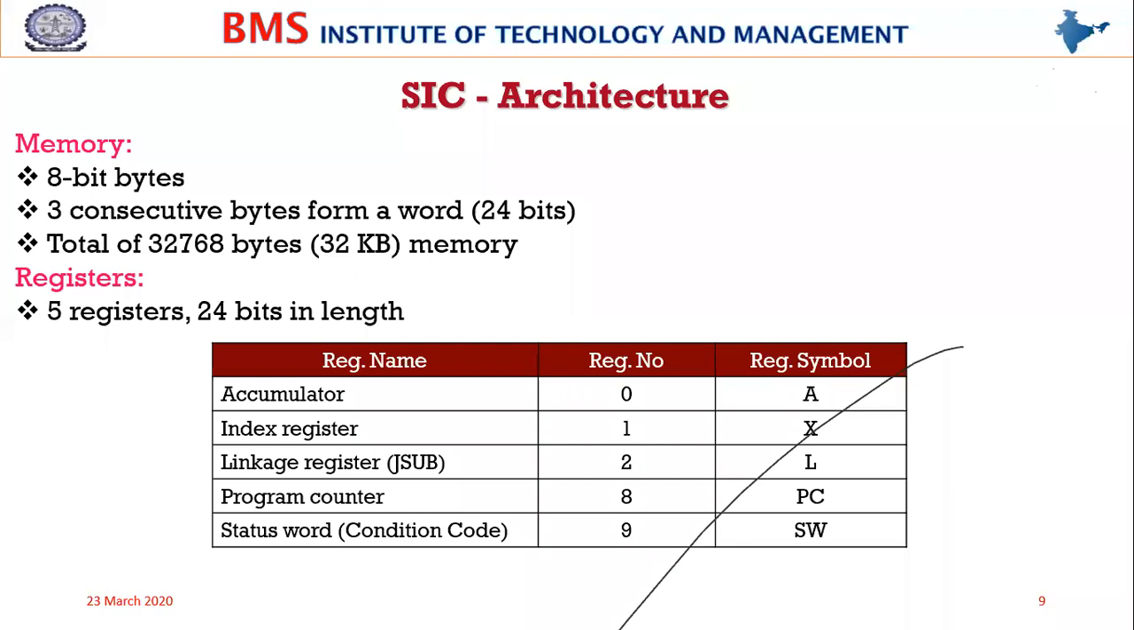You can see that for the accumulator, index register and link register, the numbering starts from 0, 1, 2, that's fine. But there are missing numbers in between after 2, from 3 to 7. What are these missing numbers? These are the additional registers that we have in SIC-XC, which are not present in the SIC machine. When we discuss the architecture of SIC-XC, you will see the missing numbers filled in, right? So we have additional registers in SIC-XC which are not there in SIC. Fine.